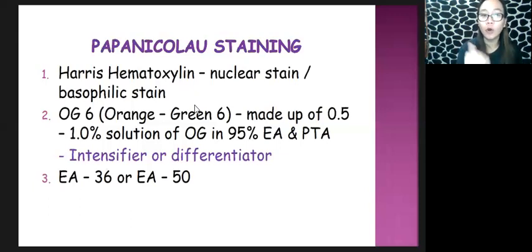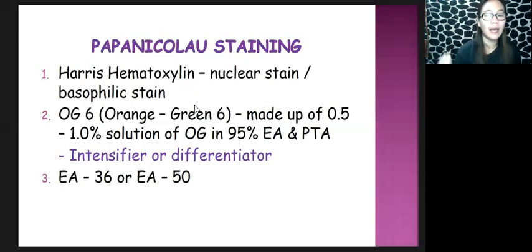So that's why the next important reagent that is incorporated there is your acid alcohol. What is the purpose of your acid alcohol? It is for decolorization or differentiation, to remove excess Harris hematoxylin. After decolorization and differentiation, the next reagent that we're going to use is your ammonia water. Again, what is the purpose of your ammonia water? It is a bluing agent, which enhances your nuclear stain, in this case, your Harris hematoxylin.